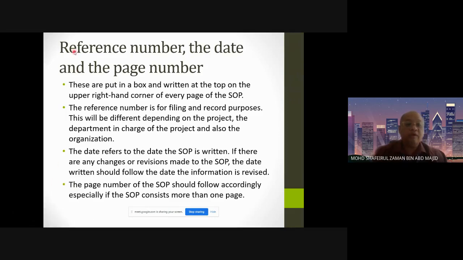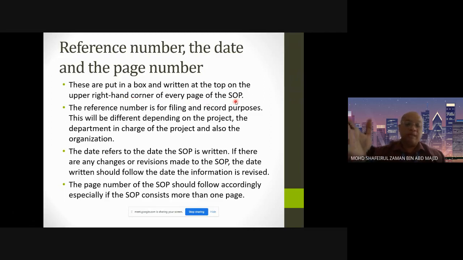Okay, you're going to have the reference number, the date, and the page number. So these are very basic things that you are going to have for an SOP. The reference number, the date, and the page number will be put in a box and written at the top, in the upper right hand corner of every page of the SOP.